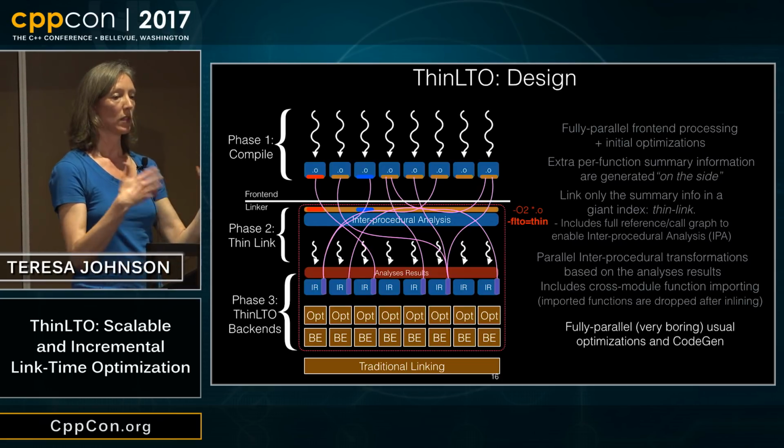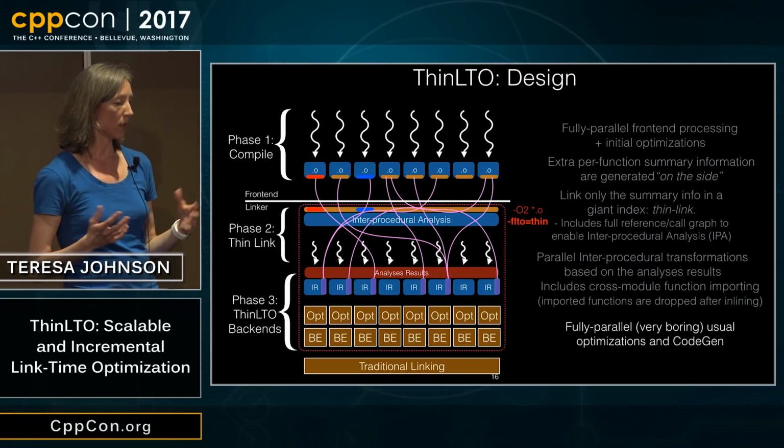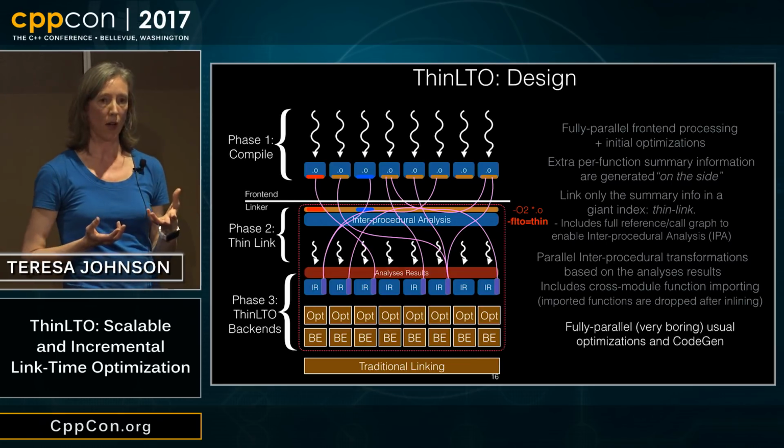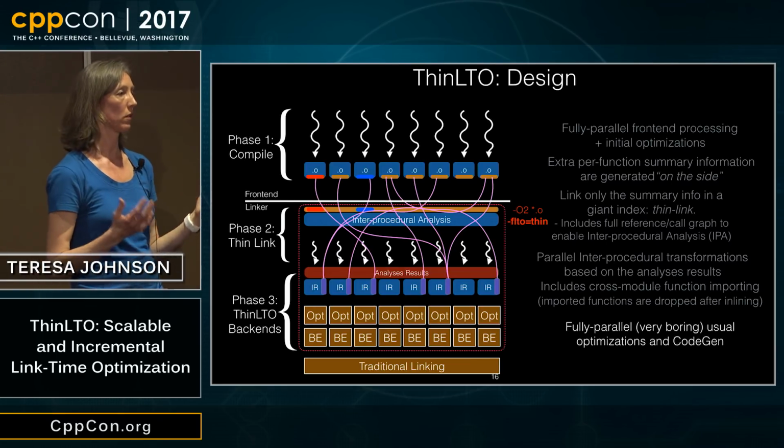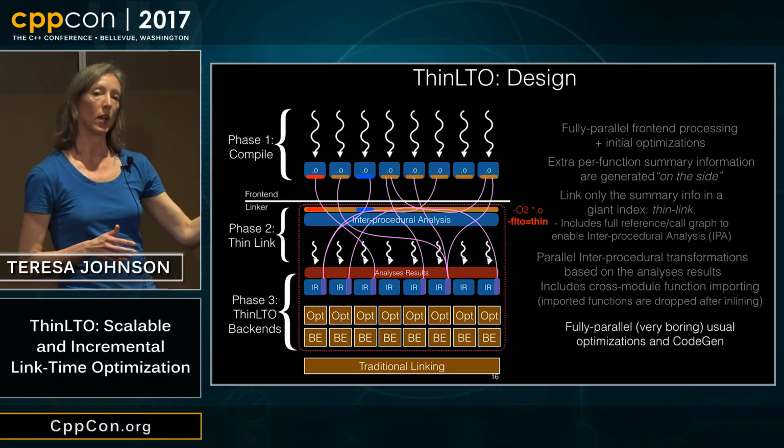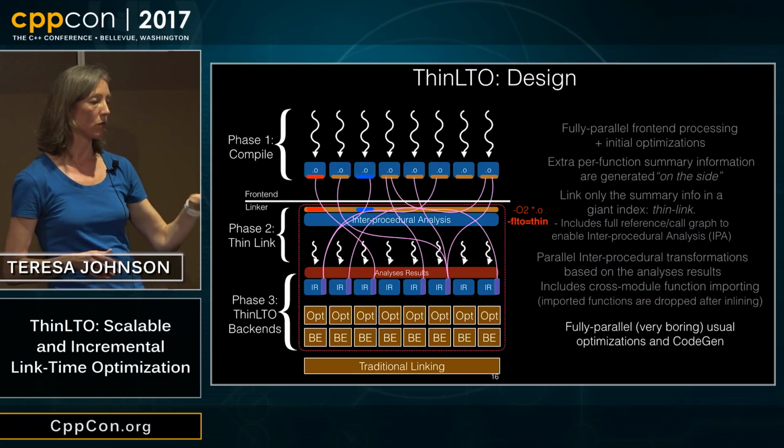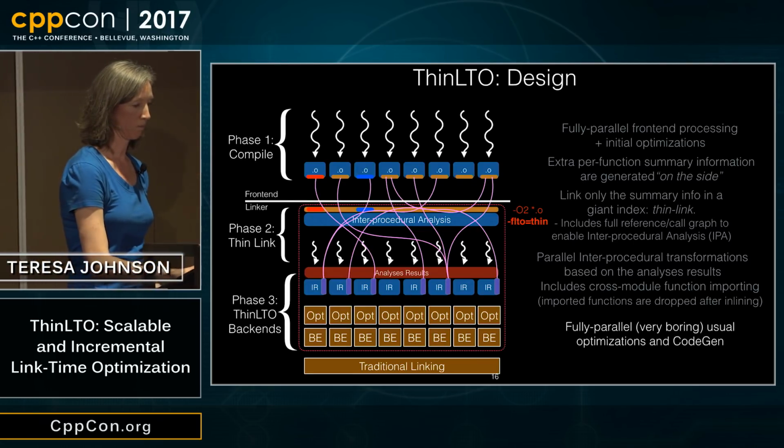And then each of these parallel backend phases generates a native object that's handed back to the linker, which then goes ahead and links them. And like regular LTO, this is all transparent to the user. It's all done behind the scenes.